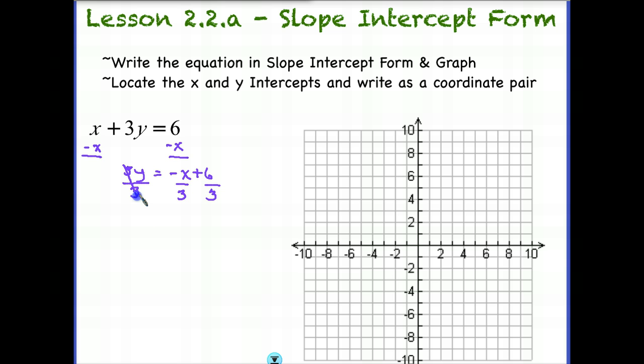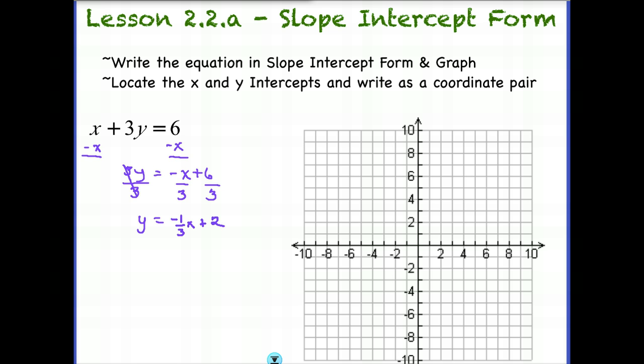And then we would need to divide every term by 3. So 3 divided by 3 is 1. So we would have y equals, and this is negative, remember there's a 1 in front of the x, so we can write this as -1/3 x plus 6 divided by 3 gives us 2.